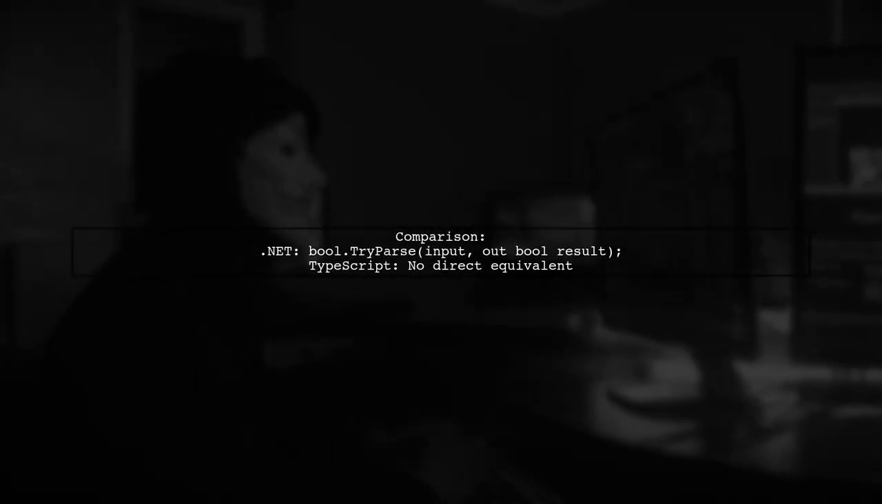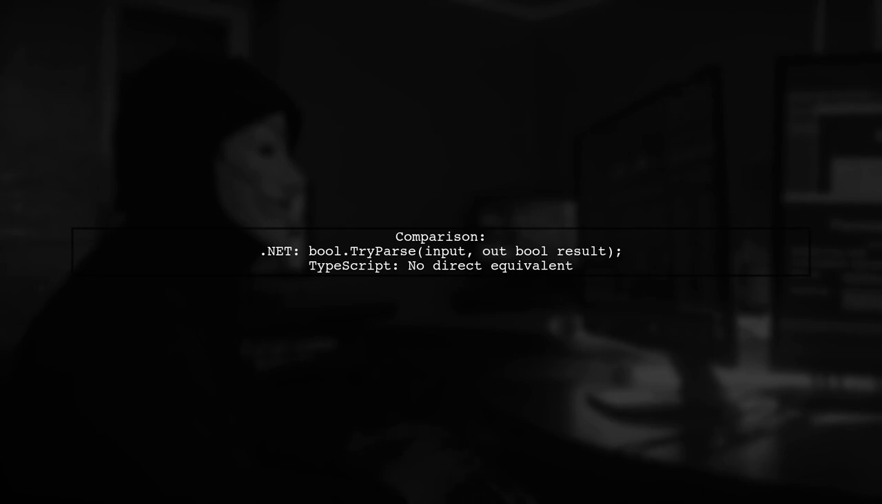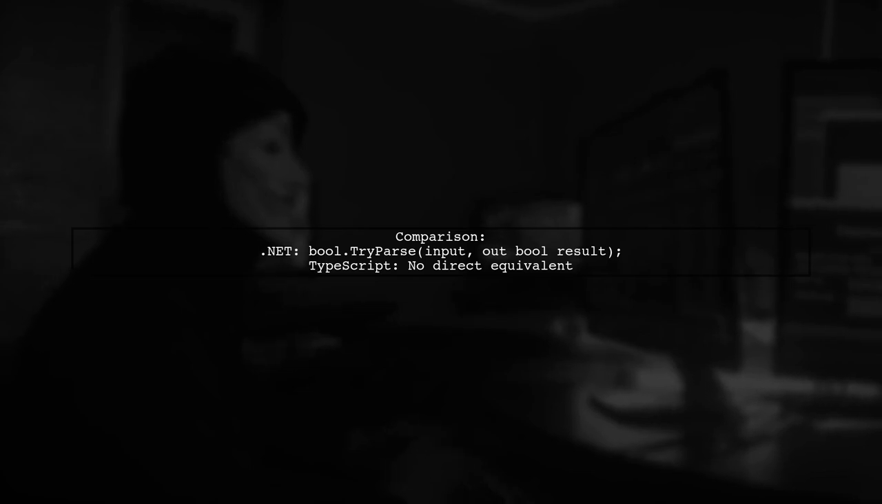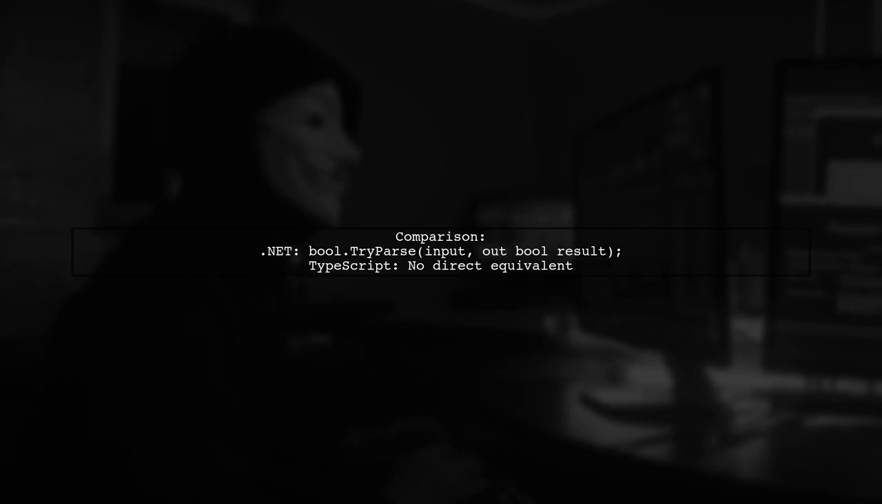In .NET, we have a method called bool.tryparse that attempts to convert a string to a Boolean and returns false if the conversion fails. Unfortunately, TypeScript does not have a built-in equivalent.